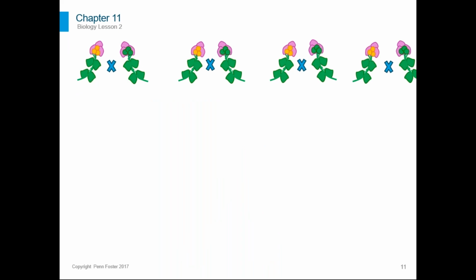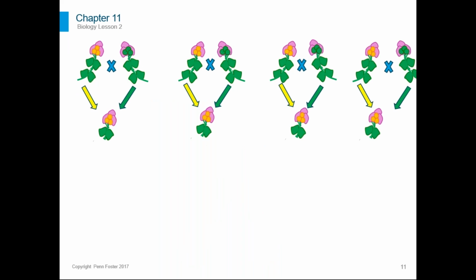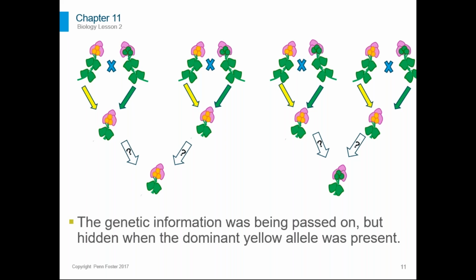Mendel bred yellow-seeded plants to green-seeded plants, and all of the offspring of the first generation had yellow seeds. None of them had green seeds. And he wanted to know if that genetic information for green seeds was still there in the plant somewhere, or if it had disappeared. So to find out, he crossed the offspring of that generation, and he looked at the second generation of offspring and saw that some of them did have green seeds. So this means that that genetic information of the recessive trait was still there and still being passed on. It was just hidden when that dominant yellow allele was present.